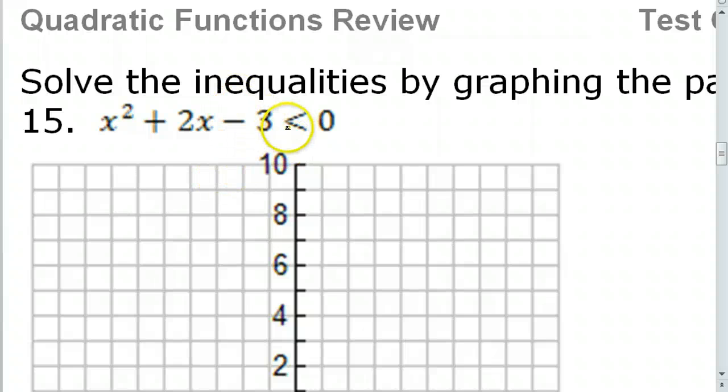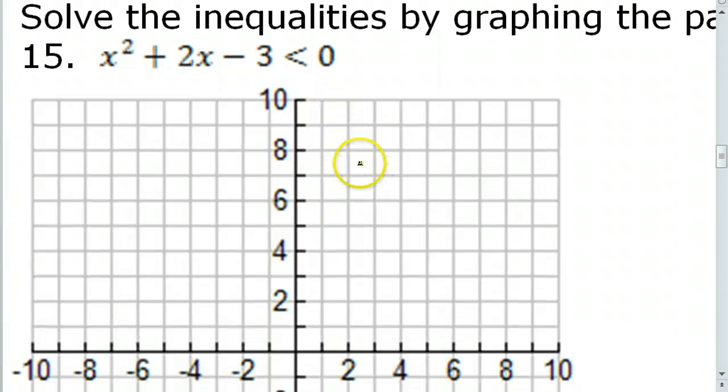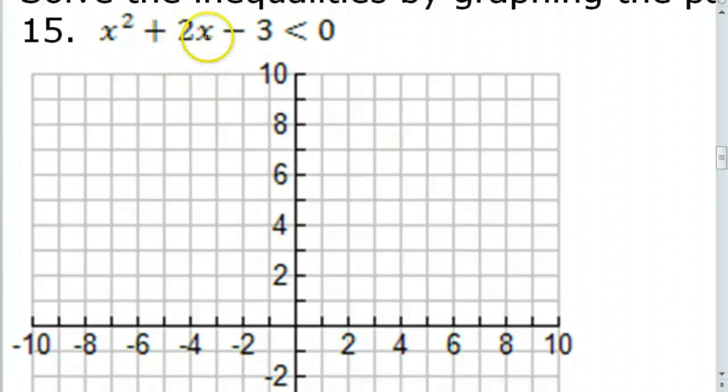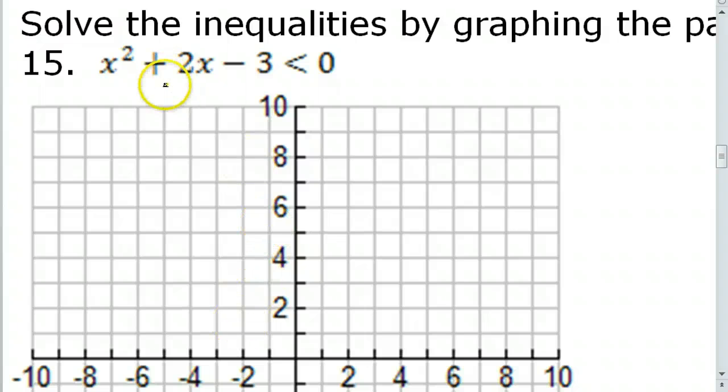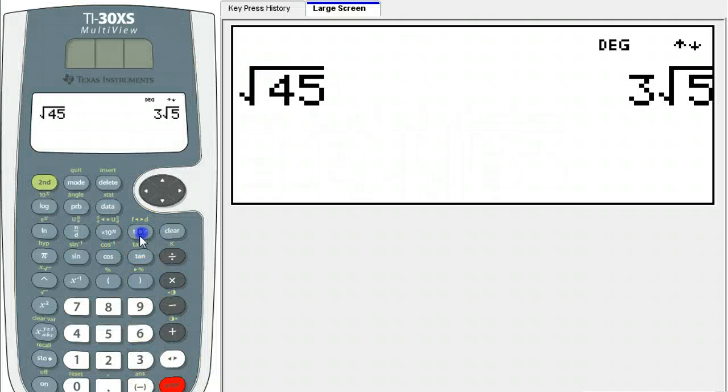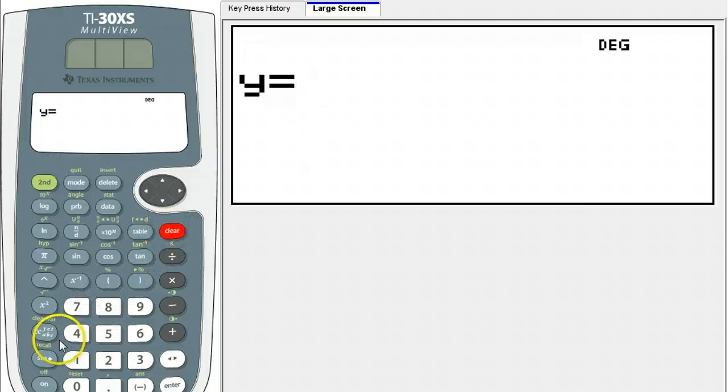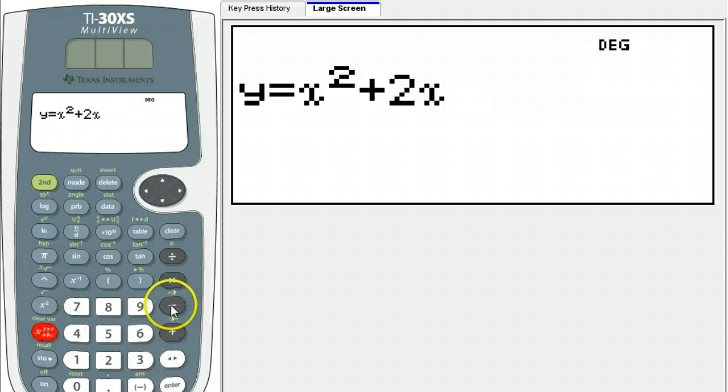Okay, so number 15. We've decided that this is definitely a number line problem because there is no Y in here. We've already got 0, so that's great. So let's go ahead and graph this parabola. Let's use the table feature of our TI-30XS MultiView. Get ready to read me this equation because I'm going to forget what it was. X squared... wait, I'm not ready. Okay, so x squared plus 2x minus 3.